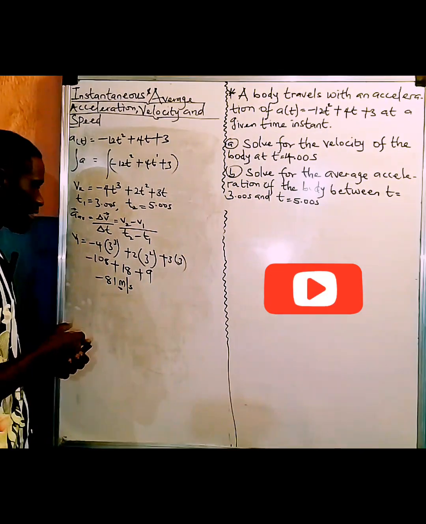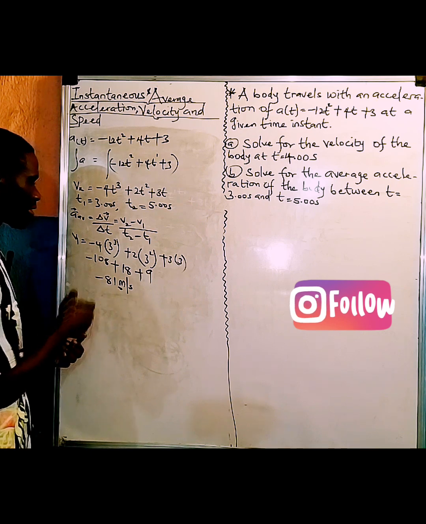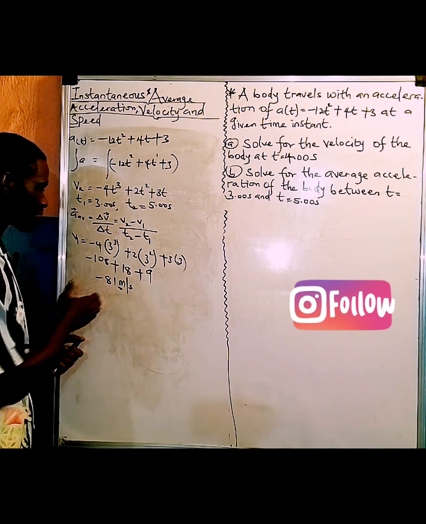Minus 108 plus 18, let's check that out again. Let's make sure we're right. That's minus 90. Minus 90 plus 9 is minus 81 meters per second.